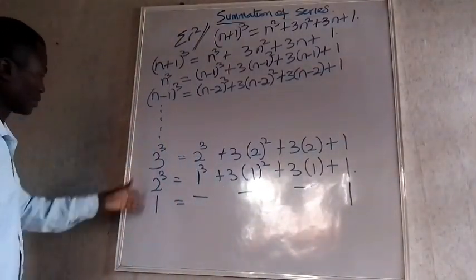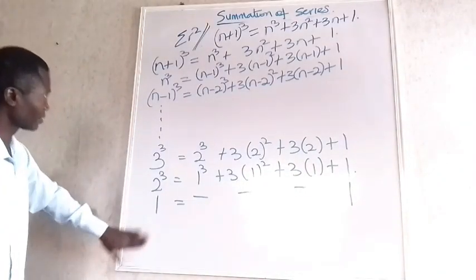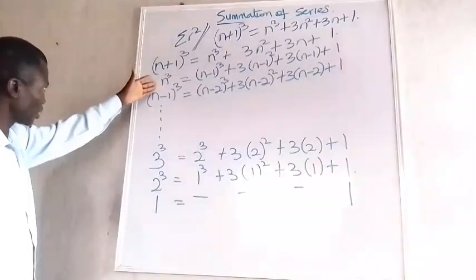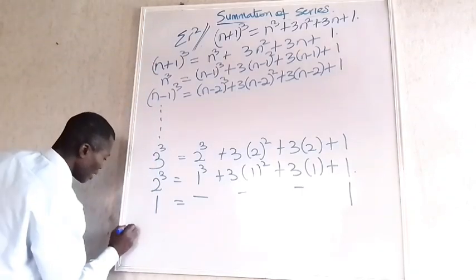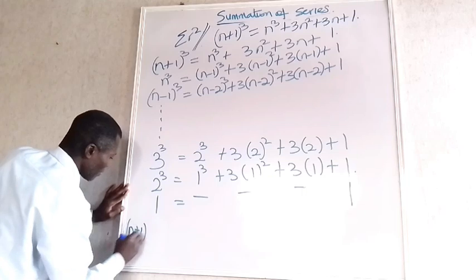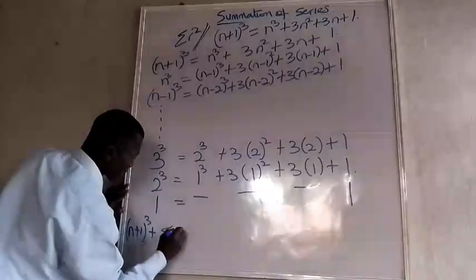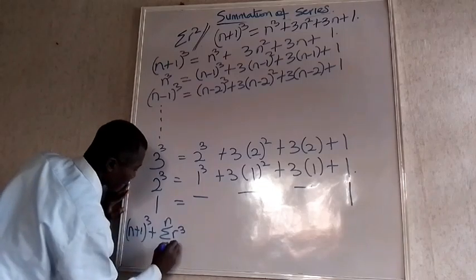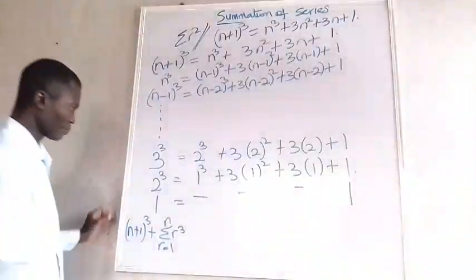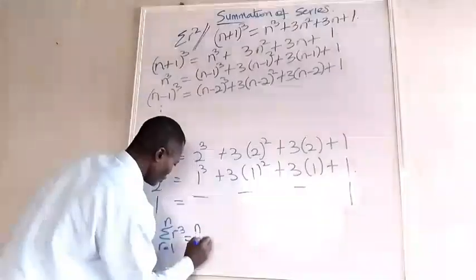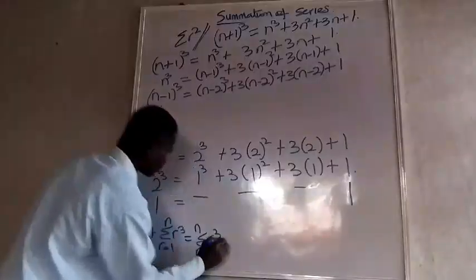By the time I sum this, I'm going to have, to make it easy, n plus 1 cubed plus summation n cubed from 1 to n. So it's going to be n plus 1 cubed plus... I think it makes sense. From this place to this place is equal to this. And then this one is up, will be equal to that, from here to here.